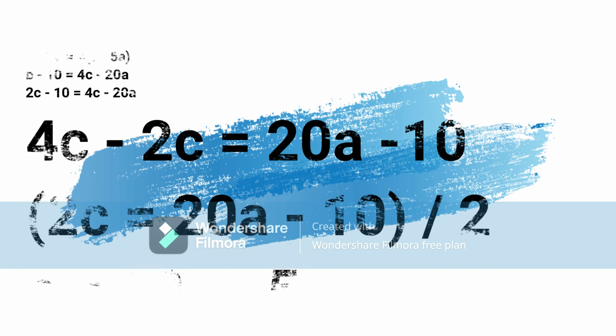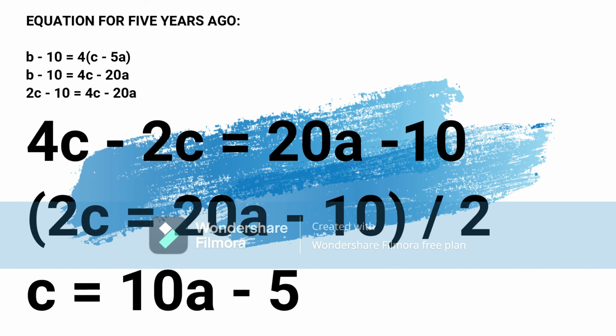Reorganizing, we get 4C minus 2C equal to 20A minus 10, then 2C equal to 20A minus 10, divide both sides with 2. The simplified equation to represent the scenario 5 years ago is C equal to 10A minus 5.